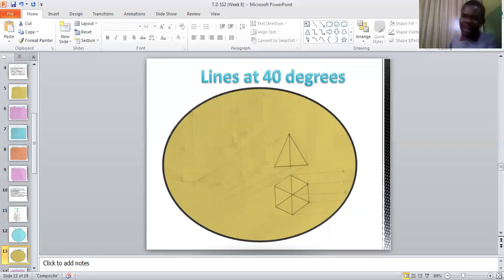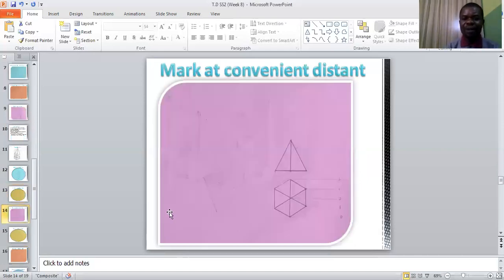The same way we did the first one, just mark a point at any convenient distance from this orientation or projection of lines. Just mark a point here at this side. Then you give it the name that you are asked to use. Just mark a point now. This is the dot. Then you make it bold. That's what I have done. This place you have O1.